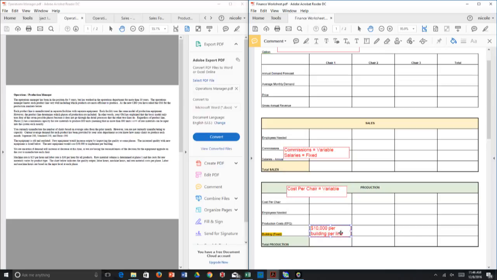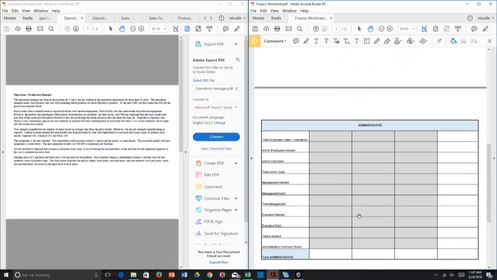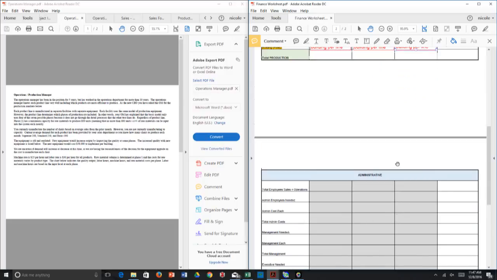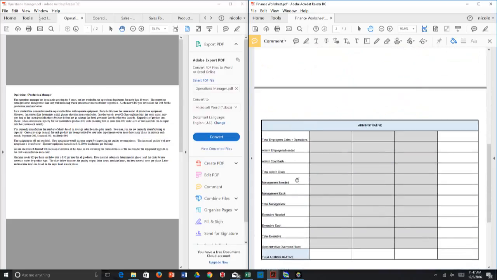So we have 3 times in our status quo. We have 3 buildings that we're operating. If we were only running 2 lines, we would have 2 buildings that we were operating. So now we have our production, variable cost, and fixed cost. So let's go down to our administrative. Our administrative costs are all of the costs that do not involve sales or production, and they may be variable or fixed.